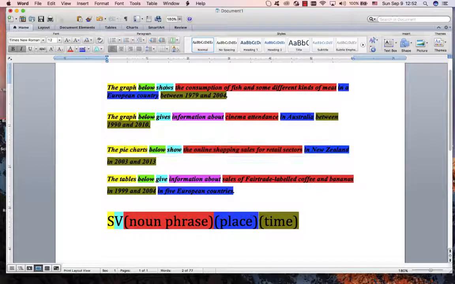Then you paraphrase the verb. For shows, use indicates. For gives, use provides. Those are the two most common ones. As we do some other task ones, maybe we will encounter some others. So if they say provides, you say gives. If they say indicates, you say shows.